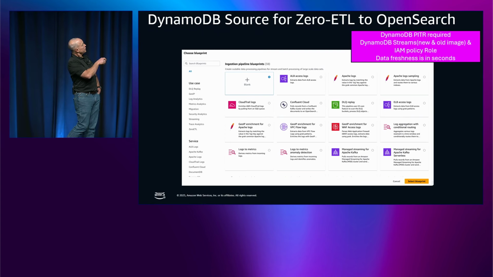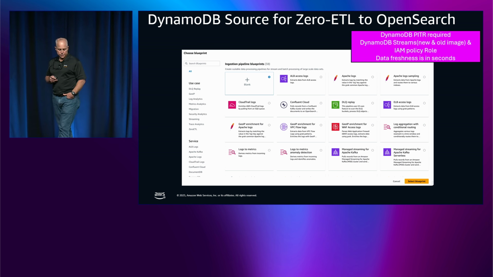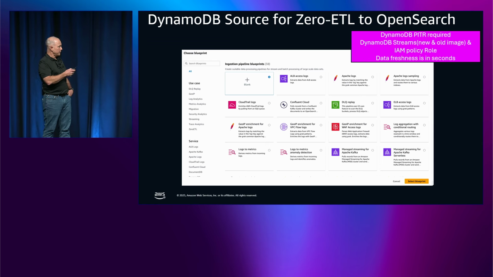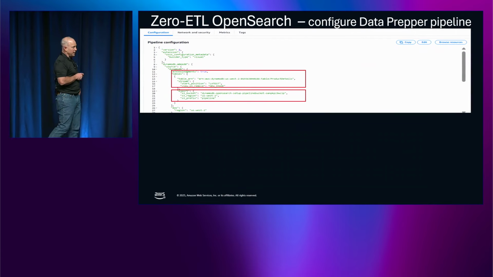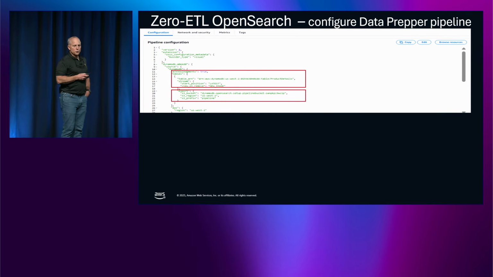All right, so now we have our blueprints in OpenSearch, and we're basically going to pick a blank pipeline here, and then we're going to have a lot of JSON mapping on the next slide. DAT415 was a workshop that was on Monday. This is basically a screenshot of that exact workshop.